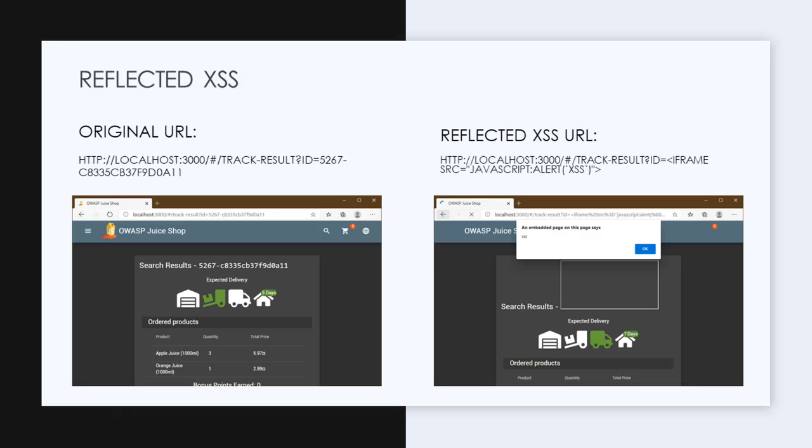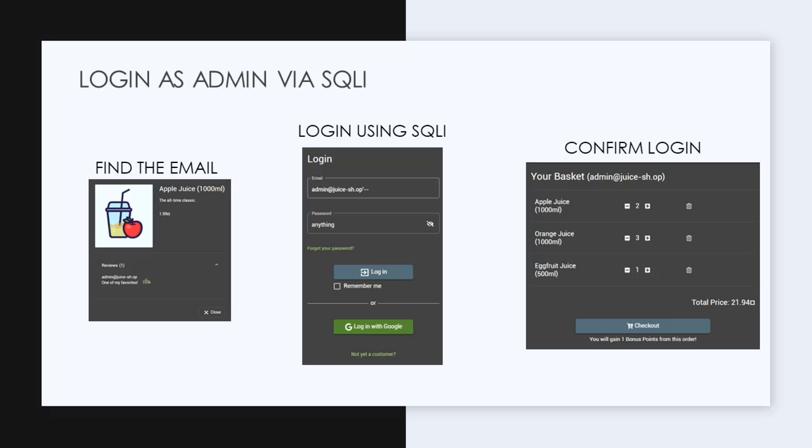Experimenting with Juice Shop. This will showcase a reflected XSS, login as admin via SQLI, and social recon. For a reflected XSS, the easiest way is to find a URL that also queries an input. One of the URLs that do that is the tracking page for a user's order, which would be the original URL. Now, instead of asking for an ID tag, a JS payload can be tagged on, yielding the reflected XSS URL.